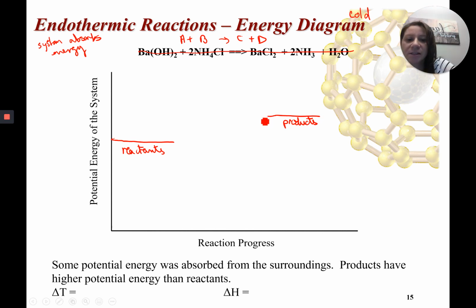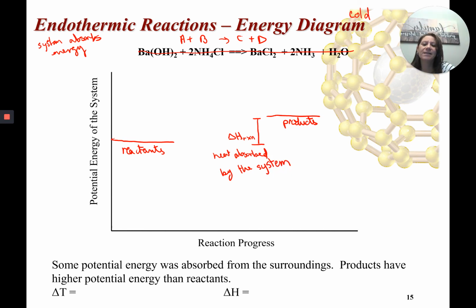So the difference between the potential energy of the reactants and the products is your delta H of the reaction. So that's the heat that's transferred. In this case, this is the heat absorbed by the system.